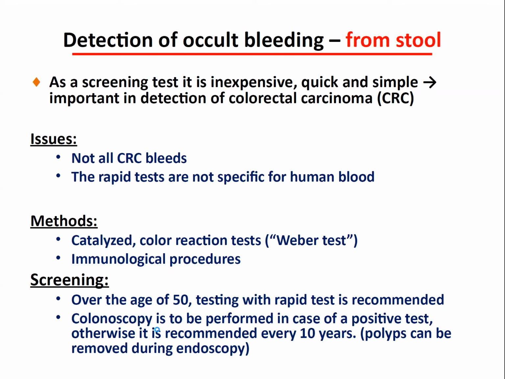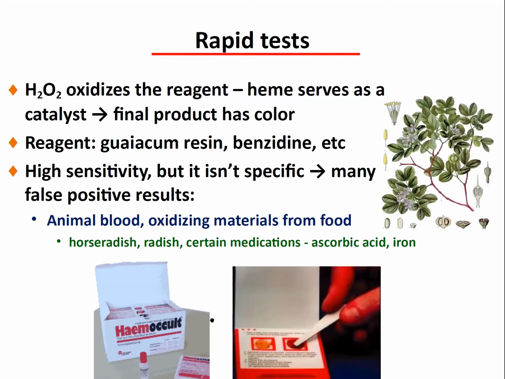This screening should usually be performed over the age of 50, with a rapid test. This is in Hungary, but colonoscopy should be performed as well, and you have to differentiate between polyps and tumor in this case. Now, a very rapid test is the hemocult test.